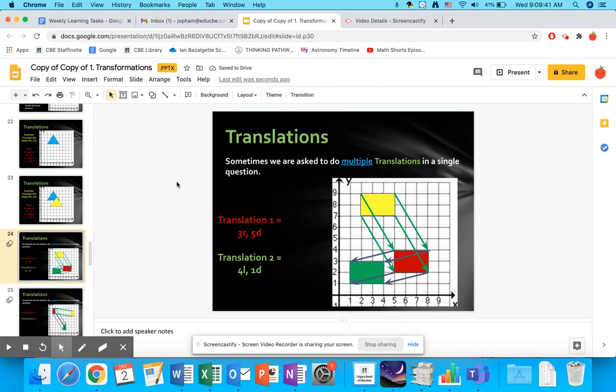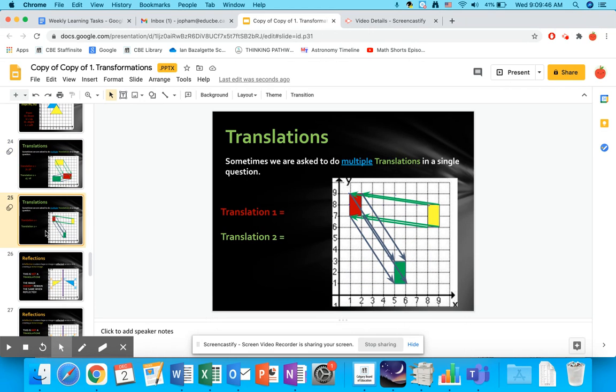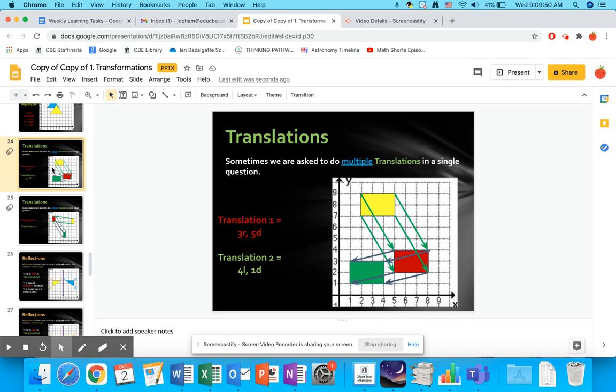So that's basically it. That is how a translation works. It's just moving something back and forth. So I have a few more examples, but I think you guys get the point of it. The easiest way is to pick one of the corners and then see where it moves to when it comes to the new location.